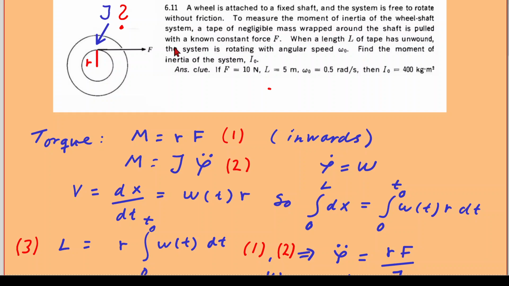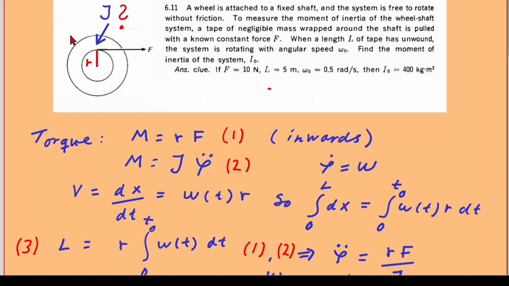All right. Let's have a look at the following wheel mounted on a shaft, a fixed shaft of radius r, and somehow we are gonna find out what the moment of inertia J is.